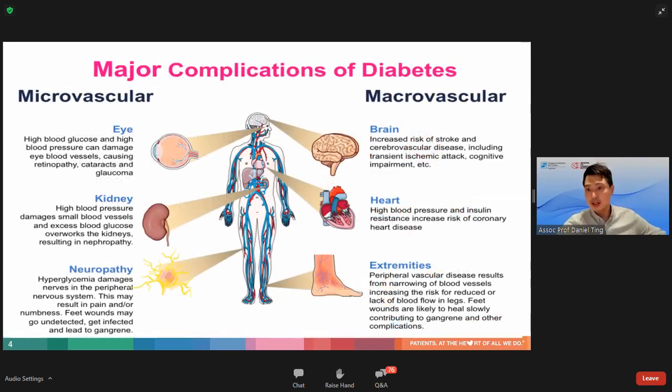If you look at what diabetes can cause in your body, you can broadly divide it into small vessel problems, which you can see on the top left corner, called microvascular complications, and big vessel problems, called macrovascular problems. The small blood vessels can potentially affect your eye, your kidney, and your nerves, and the big vessel problems could potentially affect your brain, your heart, and also your extremities, which is your legs.